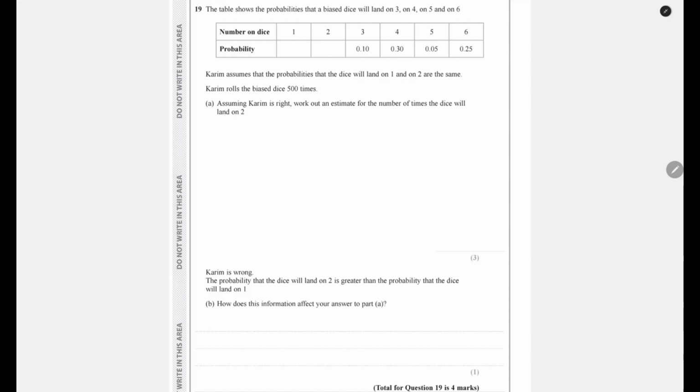So firstly, we can work out the probability that it lands on 3 or 4 or 5 or 6. So the probability that it lands on 3, 4, 5, or 6 is just all of them added together. That's 0.1, add 0.3, add 0.05, add 0.25, and that is equal to 0.7. We know that total probability is always out of 1. So the probability that it lands on 1 or 2 is just 1, which is the total probability, minus the probability that it lands on 3, 4, 5, or 6, which is 0.7. And so that probability is 0.3.